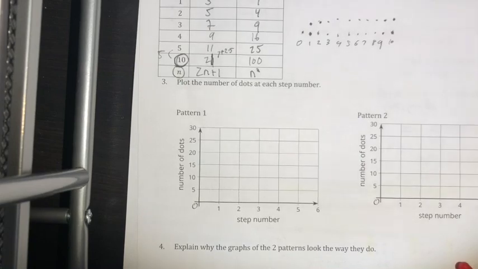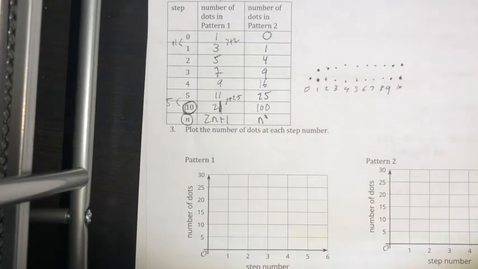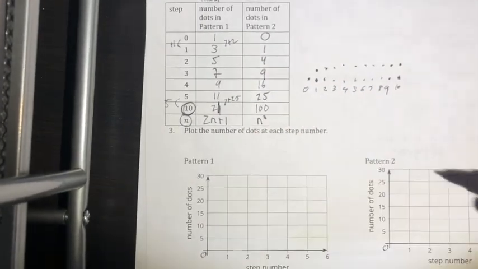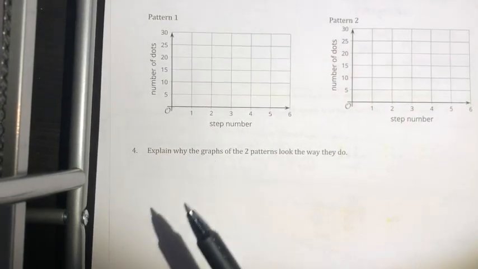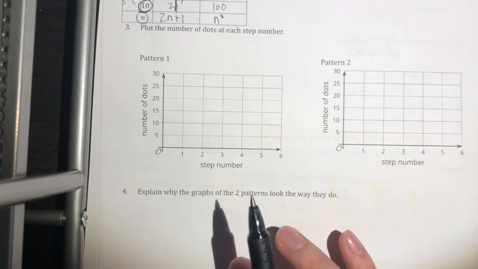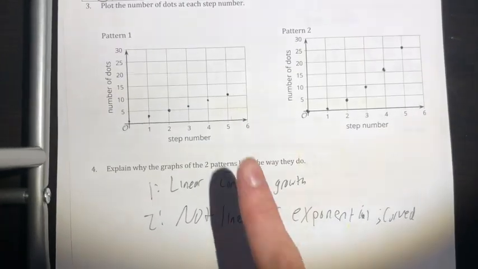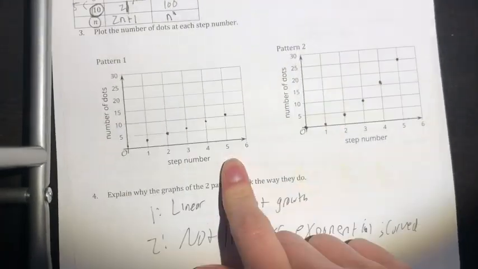So anyway, here's our rules. We're going to plot the number of points at each step number. So this should be easy. Go ahead and try that. And question 4, we'll talk about that maybe briefly. We'll make the graph. So here's our graphs coming from the data above.